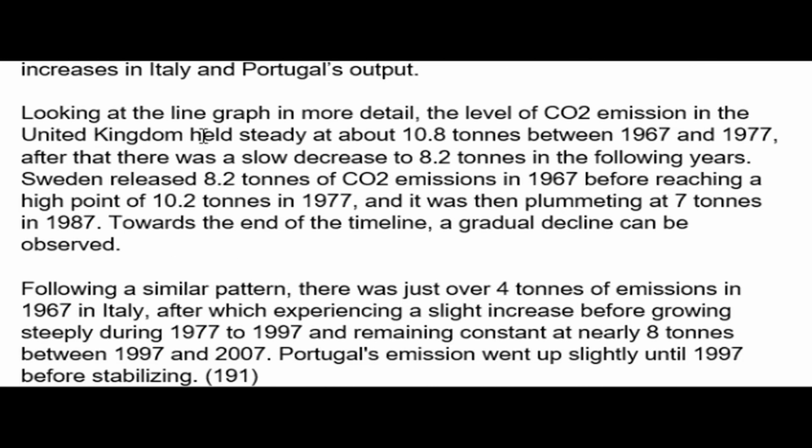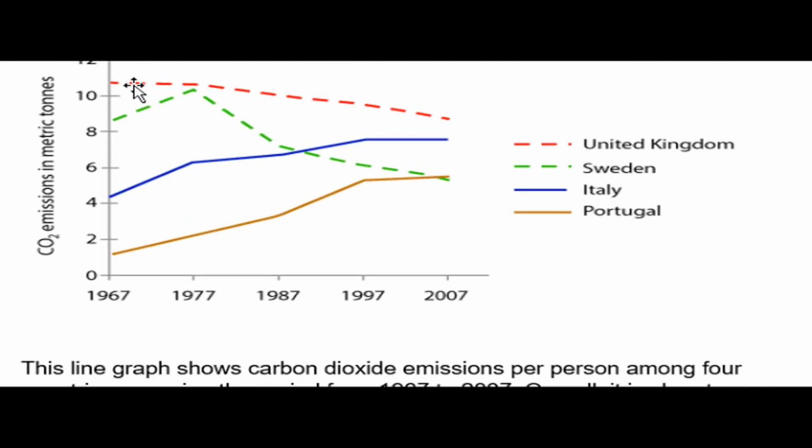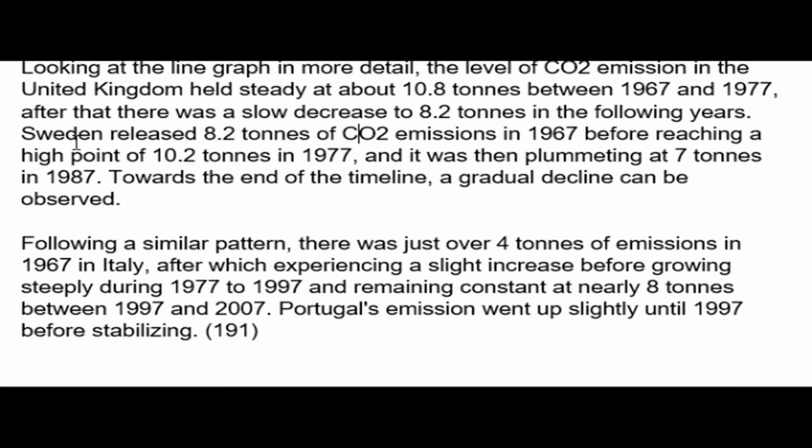Okay. Looking at the line graph in more detail. All right, it's a very standard phrase. The level of CO2 emission in the UK held steady at about 10.8 tons between 1967 and 1977. Yeah, I guess that's true. After that, there was a slow decrease to 8.2 tons in the following years. True, although I'm not sure where this ends. Okay. Sweden released, oh goodness, okay, here we see some variety in vocabulary.